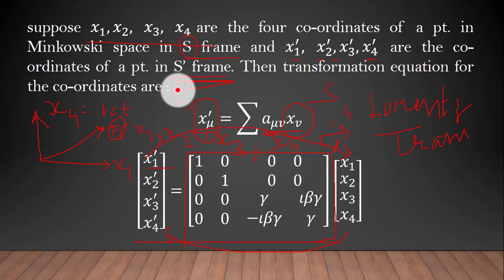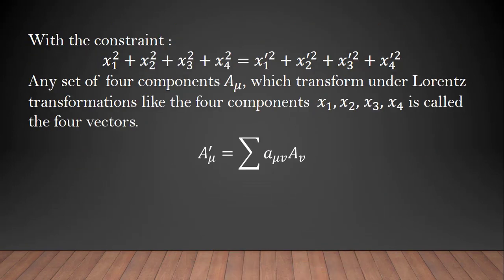So again, a 4 vector defined in Minkowski space must satisfy this transformation equation for another frame of reference, which is the S prime frame of reference. If any vector other than this x component, which are the position coordinates, satisfies this equation, then it will be called a 4 vector. Is that clear?